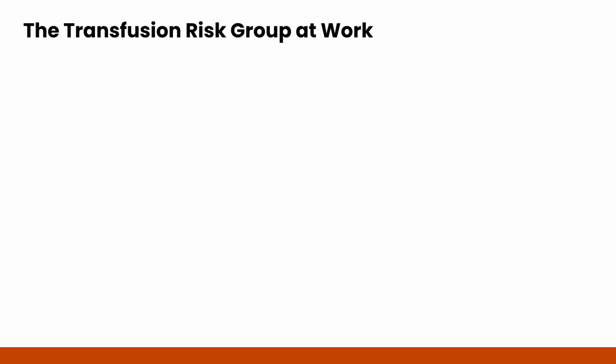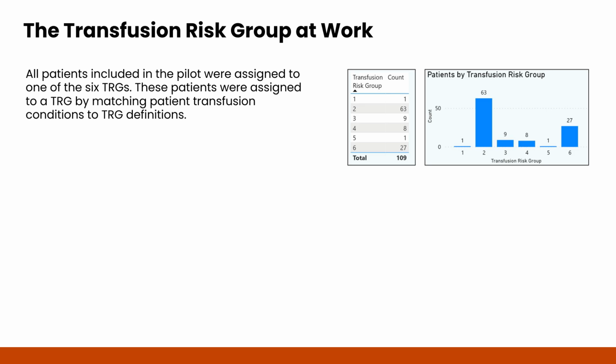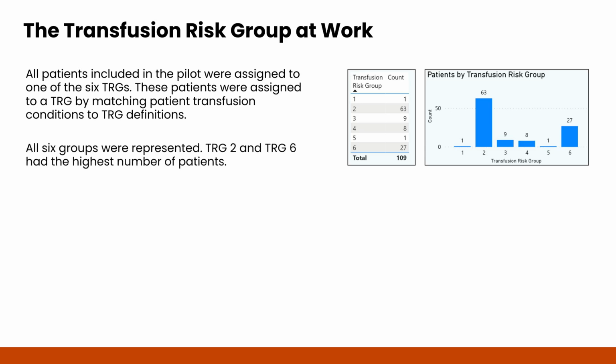We can now see the Transfusion Risk Group at work. The IHF pilot project achieved its defined objective. The pilot system analyzed the medical unit patients. Patients' profiles were created. All patients included in the pilot were assigned to one of the 6 TRGs. These patients were assigned to a TRG by matching patient transfusion conditions to TRG definitions. All 6 groups were represented.